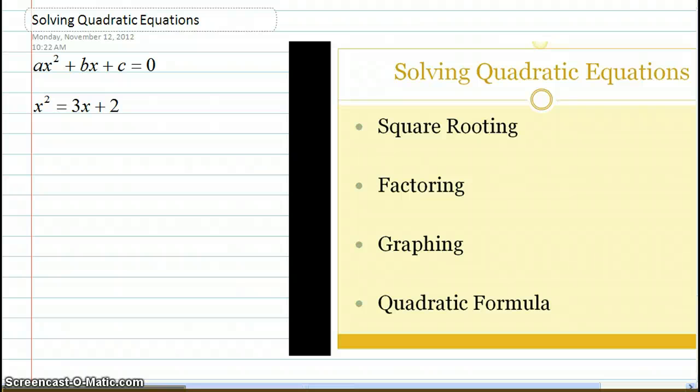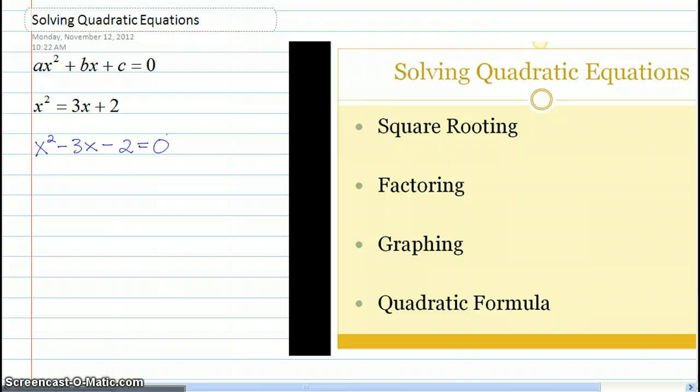When you're solving quadratic equations, regardless of which method you use, you always have to make sure that it's set equal to 0. So the first thing I'm going to do is have x squared, make it a positive x squared. Then I'm going to subtract 3x from both sides. I'm going to subtract 2 from both sides and make sure that it's set equal to 0. Now I'm going to go through my methods.